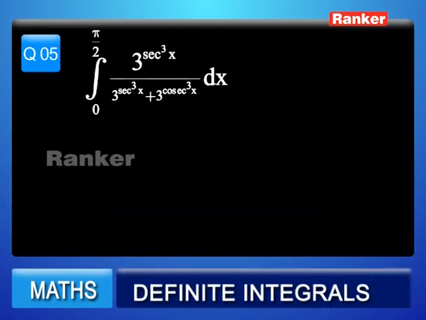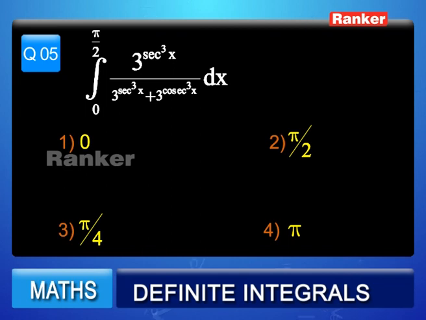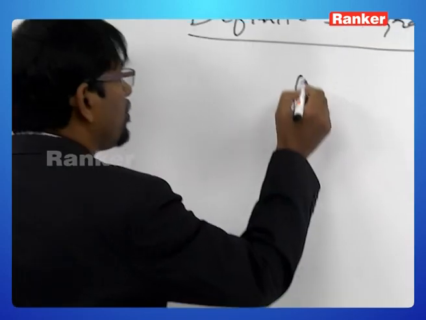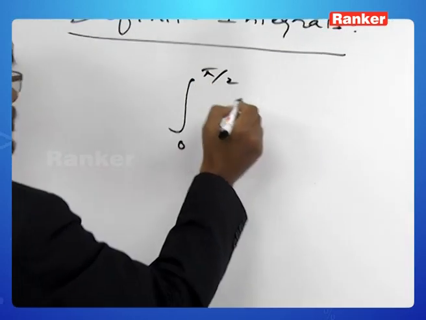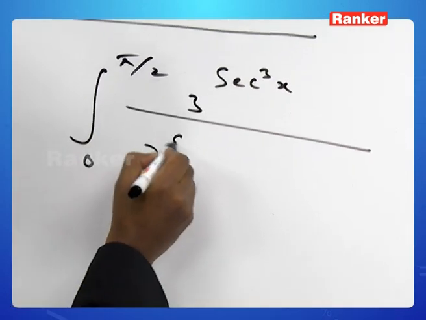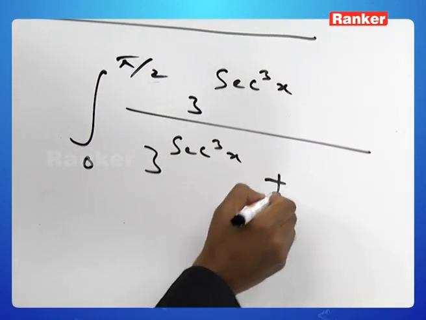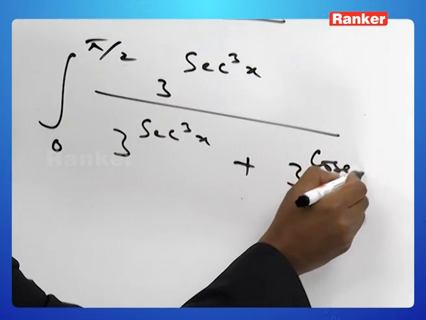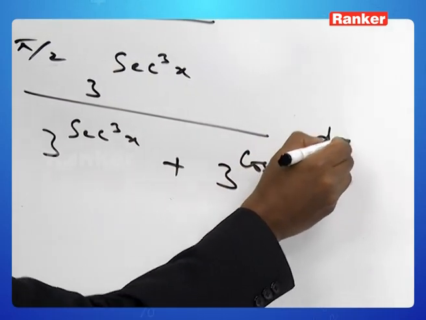The question number 5, integral 0 to pi by 2, 3 raised to the power secant cube x divided by 3 raised to the power secant cube x plus 3 raised to the power cosecant cube x dx. First option 0, second option pi by 2, third option pi by 4, and fourth option is pi. So we have this integral 0 to pi by 2, 3 raised to the power secant cube x divided by 3 raised to the power secant cube x plus 3 raised to the power cosecant cube x dx.